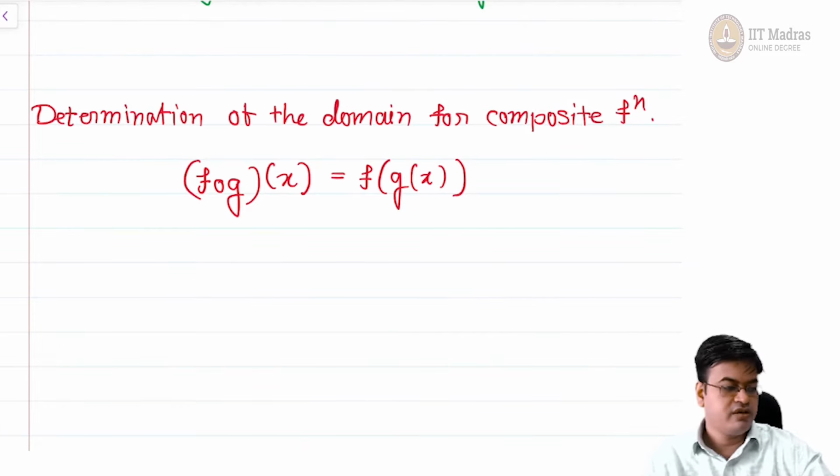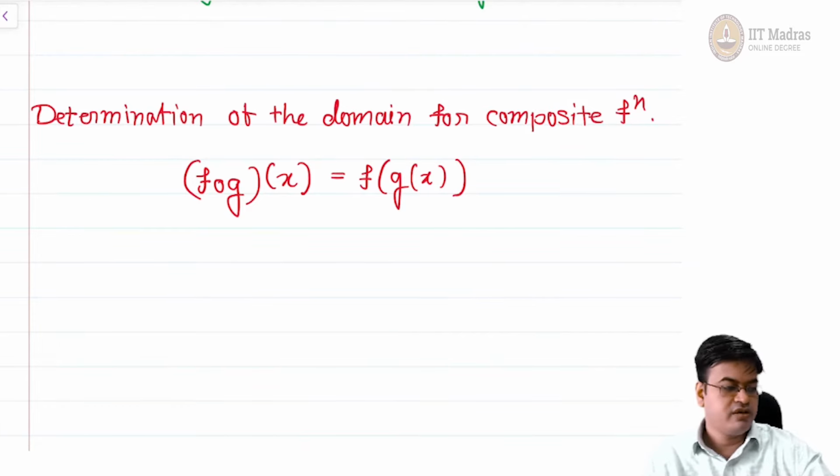Let me demonstrate how these rules can fail through an example. I have been given a function f of x equal to 2 upon x minus 1, and another function g of x equal to 3 by x. You want to find f o g of x, and you also need to find the domain of this function f o g.